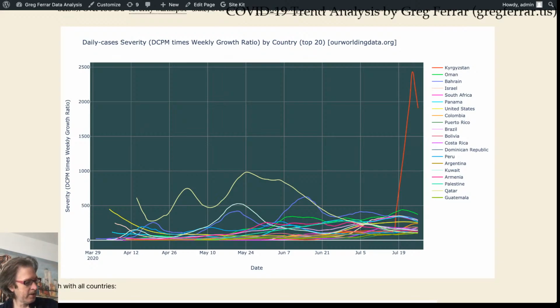I've made, however, a change in how I calculate severity. Originally, I was just multiplying the weekly growth ratio, 1.1 meaning a 10% weekly growth, 1.4 being a 40% weekly growth, by the daily cases per million. I didn't feel like that was including growth enough in this number, so now I'm squaring the ratio. So it's daily cases per million times the growth rate ratio squared.